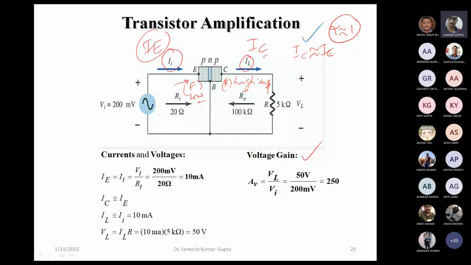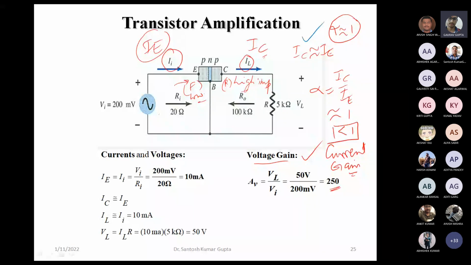Of course, if we look at the ratio of IC upon IE, it is nothing but alpha, which is almost 1, or most of the time less than 1, typically 0.9 to 0.998. Those are the typical values we have seen. So alpha seems not that great. We may call this the current gain. The current gain is not that great, but if you look at the voltage gain, then it is a good number.